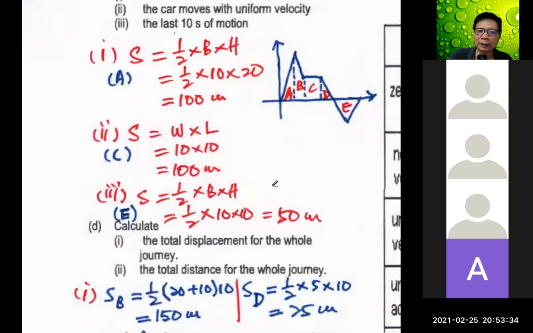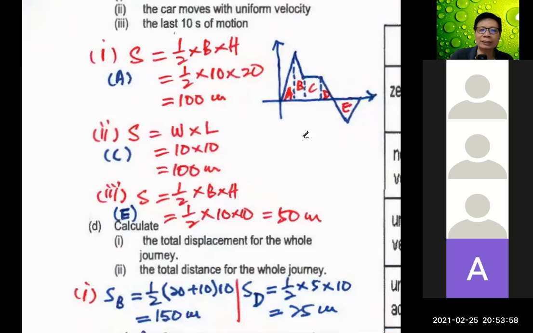But one thing, you be careful. Out of 5 sections, 4 are positive. This one is negative. So the negative one, what are we supposed to do? Displacement is a vector quantity. Vector quantity means the direction is very important. So the positive and negative must be considered.